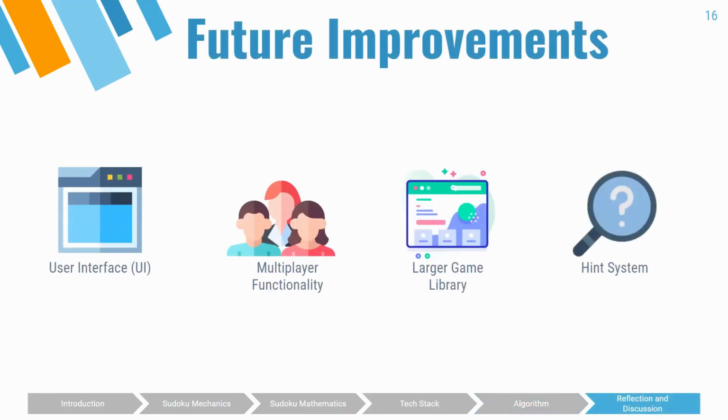So for future improvements, as we had a time constraint and limited time, we decided that we wanted to implement 4 things in the future. Those 4 things are, first, improving the user interface by making it more friendly, changing the buttons so that they are different colors, and possibly even changing the background of the Sudoku board.